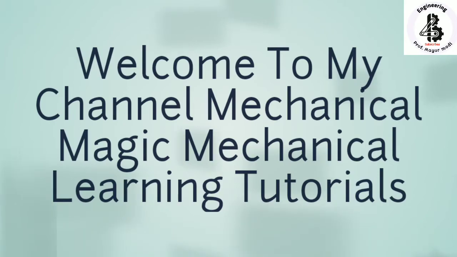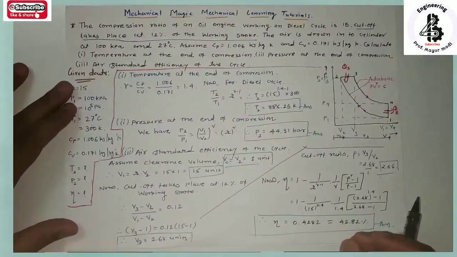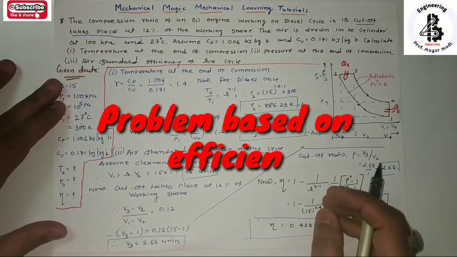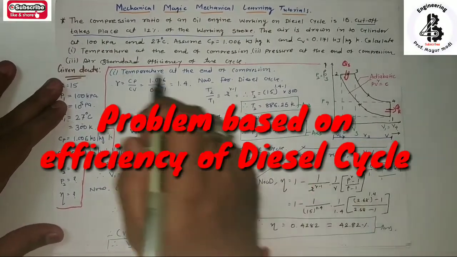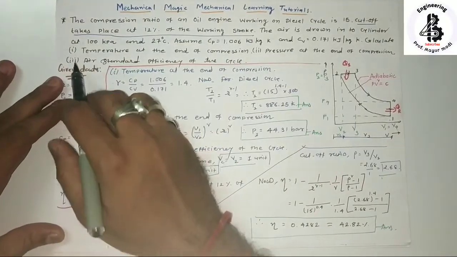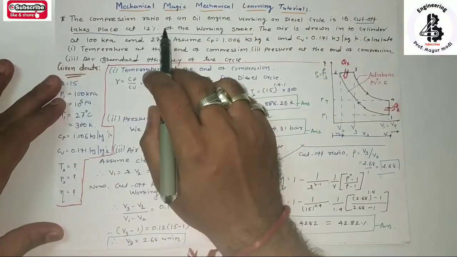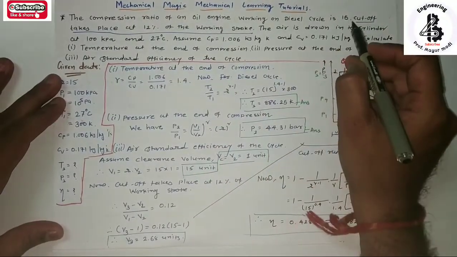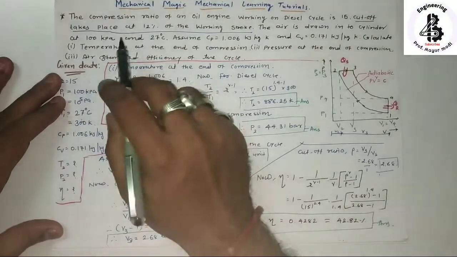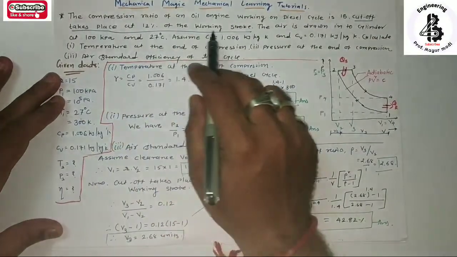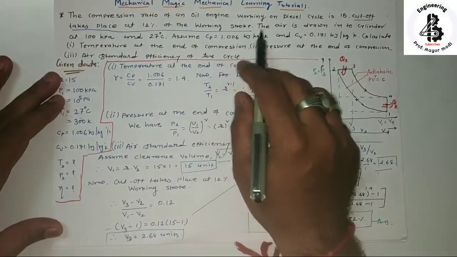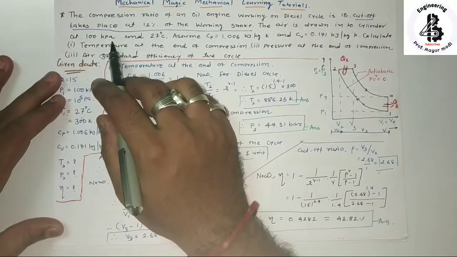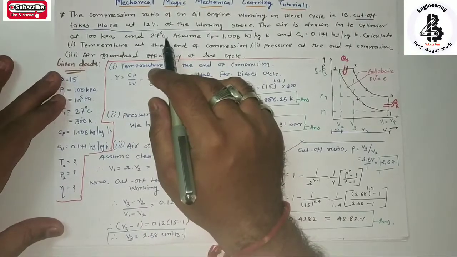So in this video I am talking about some of the calculations on the basis of a diesel cycle. So let us see the data which will be given for the problem on diesel cycle. The compression ratio of an engine working on a diesel cycle is 15. The cutoff takes place at 12% of the working stroke. The air is drawn into the cylinder at 100 kilopascal and 27 degrees centigrade.